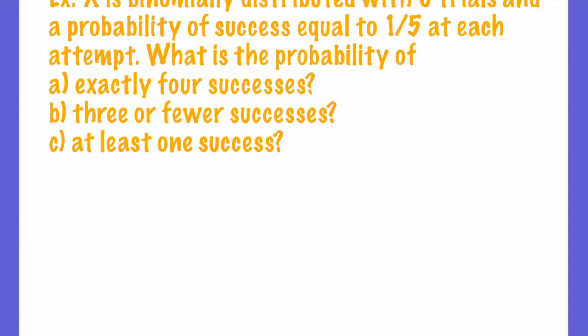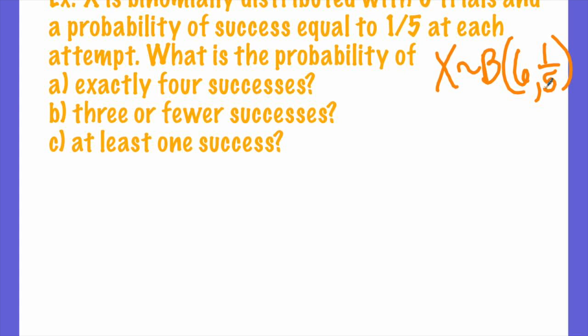Take a look at the example. This one we're going to do without our calculator. First of all, without a calculator. Alright, X is binomially distributed with 6 trials and a probability of success equaling 1/5 at each attempt. What's the probability of getting exactly 4 successes? First off, you already know this is a binomial distribution. N comma P, what's N? And what's P? 1/5.